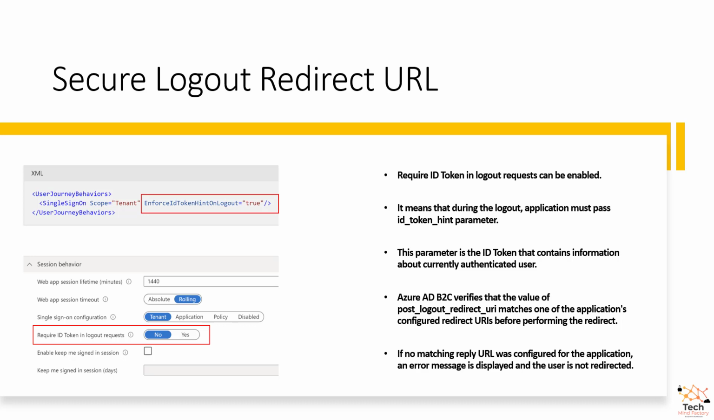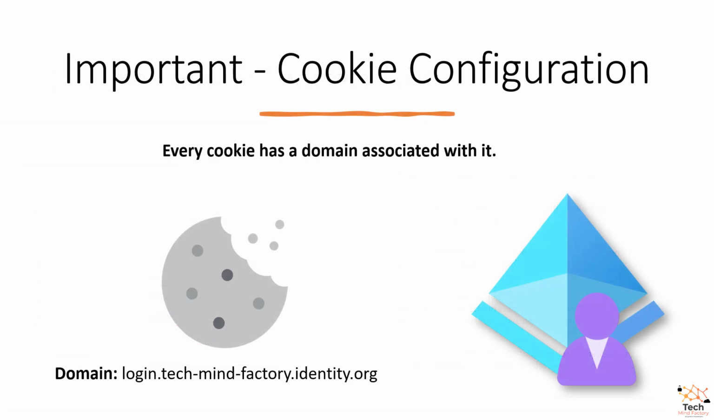And obviously, we can enable this feature in user flows, as you can see. So we can enable require ID token in logout requests. And if we use custom policies, under the single sign-on tag, we can add enforce ID token hint on logout, and we have to set it to true. Okay, perfect. So this was about the logout, single logout, and some steps.